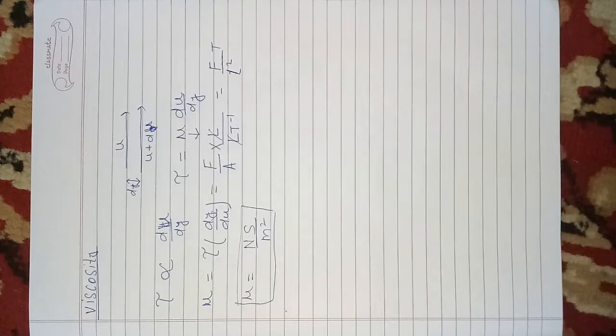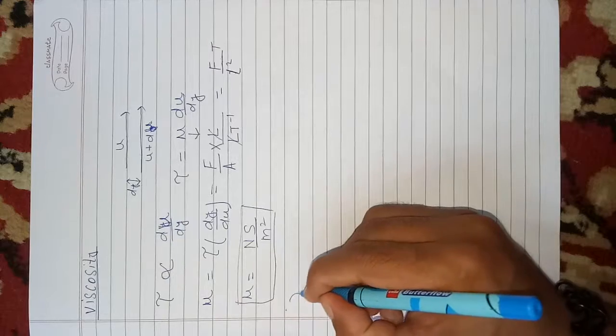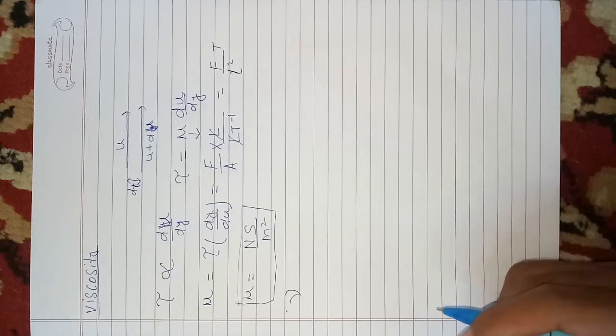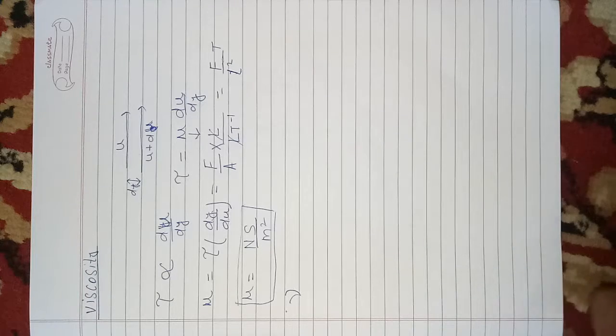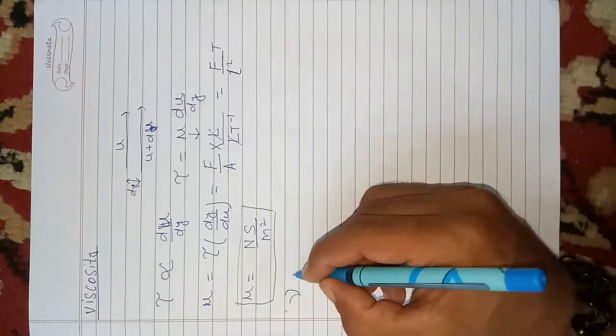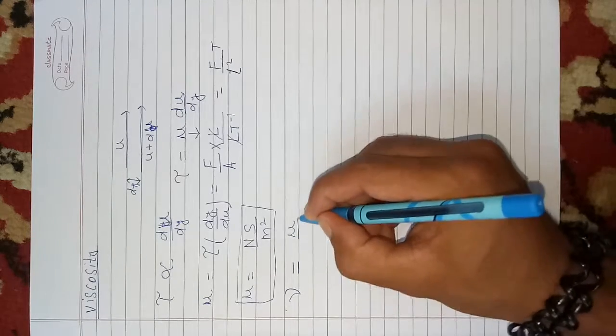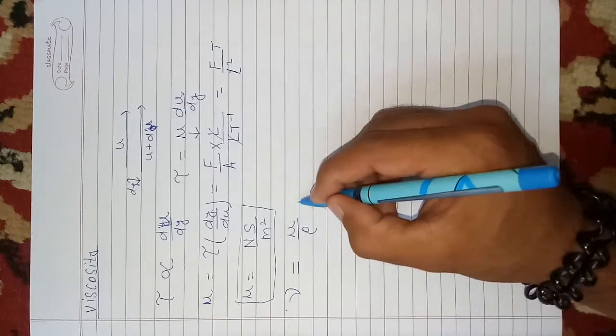And there is one more coefficient of viscosity, that is the kinematic coefficient of viscosity. It is denoted by nu, and this is nothing but the ratio of dynamic viscosity divided by density. So I can write kinematic viscosity equals dynamic viscosity by density.